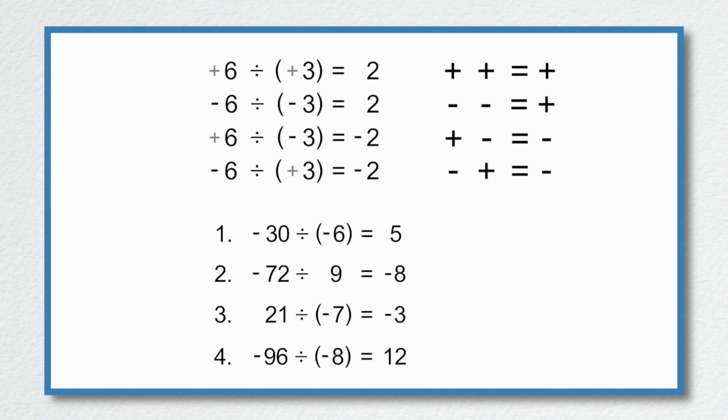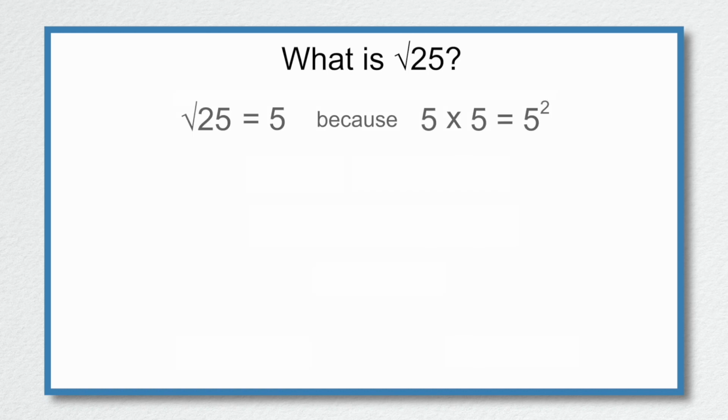One final thing to think about. We looked at roots and square roots in a previous video. So if we had, what's the square root of 25? Well, the square root of 25 is 5, because we know that 5 multiplied by 5 is equal to 25, which is 5 squared.